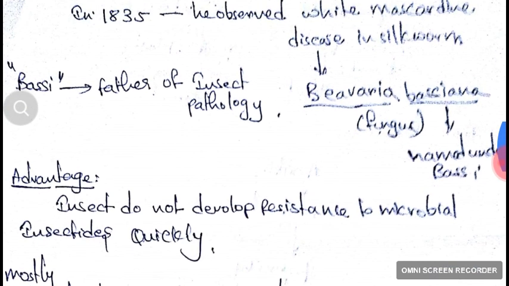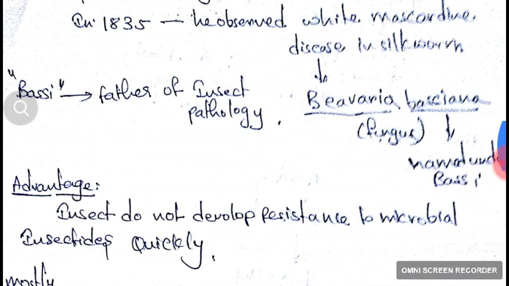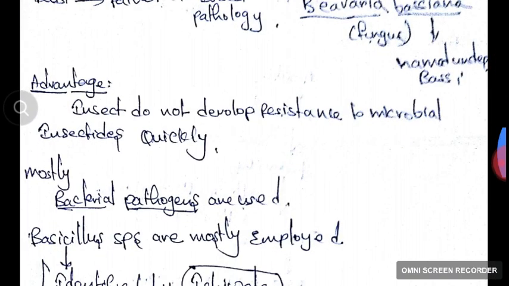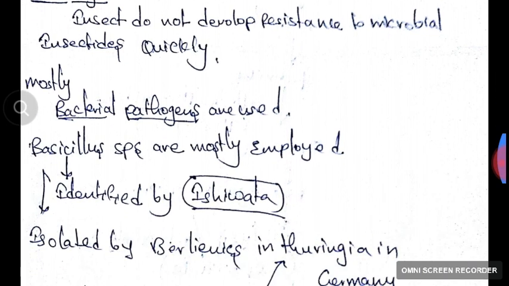What is the advantage of microbial control? The insect does not develop resistance quickly to the microbial controlling measures or microbial insecticides. In the microbial method of pest control, mostly bacterial pathogens are used. Bacillus thuringiensis species are mostly employed.